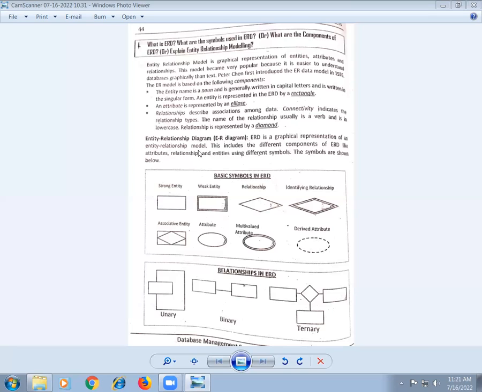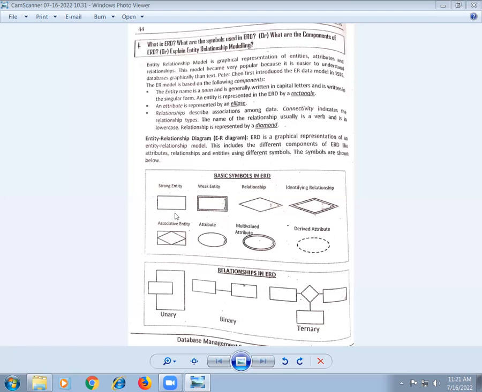Okay, entity relationship diagrams are represented in the following way. An ERD is a graphical representation of an entity relationship model. This includes the different components of ERD like attributes, relationships and entities, using different symbols. Following are the different ERD symbols. The symbols are shown below. Basic symbols: in the first box, the graphical representations belong to the basic symbols in an entity relationship diagram.